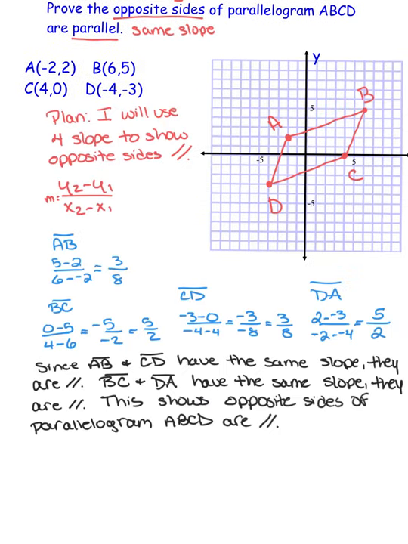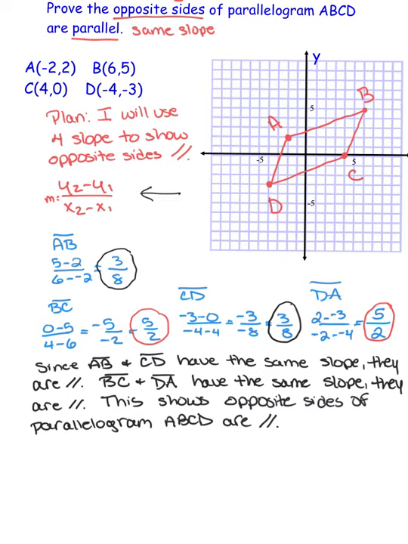Okay, so now if we look at the work for my plan, I wrote I will use 4 slopes to show the opposite sides are parallel. If we look at my work, I wrote the slope formula here. I did the slope for all 4 sides. When doing that, I noticed that AB and CD have the same slope of 3 over 8, and BC and DA have the same slope, which is 5 over 2.